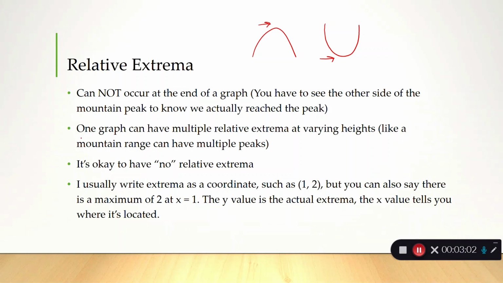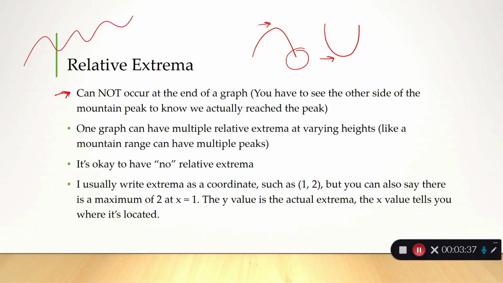So a couple of things you should have noticed. They cannot occur at the end of a graph, because at the end of the graph, we don't know, is that actually a valley or is that actually a peak? Or have we just not zoomed out enough in our graph to see what's happening later on? Unlike absolute extrema, you can have multiple relative extrema, and they don't have to all be at the same height.